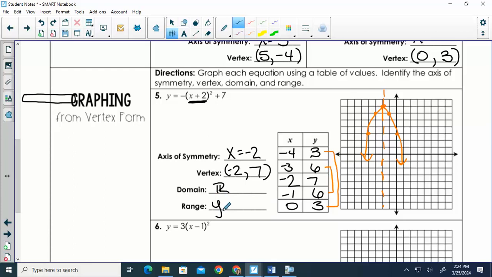Y is greater than, or less than, or equal to. Less than or equal to 7, because that's our highest point, and then we hit things below it. Sounds good. Alright.